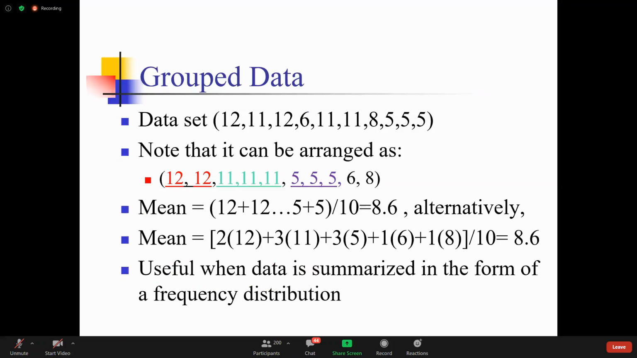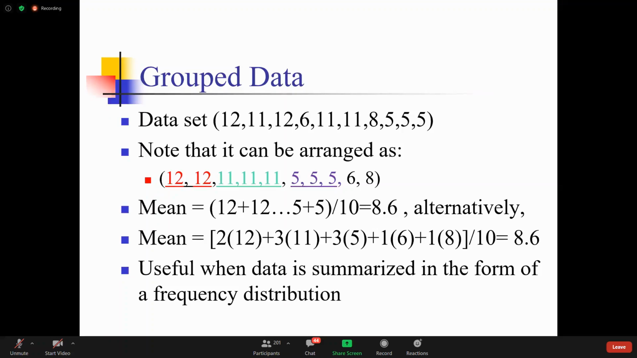Now, one last idea is some people like to have grouped data sets. What is a grouped data set? Look at the data set 12, 11, 12, 6, 6, 11, all of this. People say, well, that's really confusing. Why do I have 5, 5, 5? Why do I have 11, 11, 11? If I ask you to calculate the mean of this data, you add them up and divide by the number of observations, like 12 plus 12, divided by the number of observations, which is 10, and this is the mean.